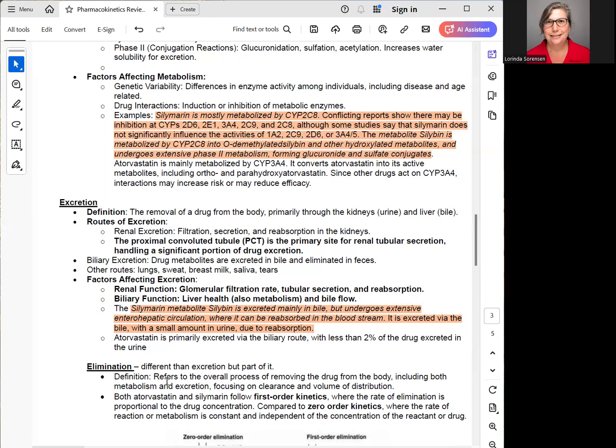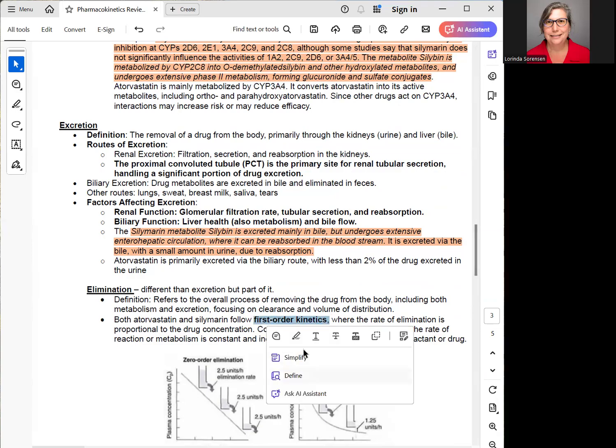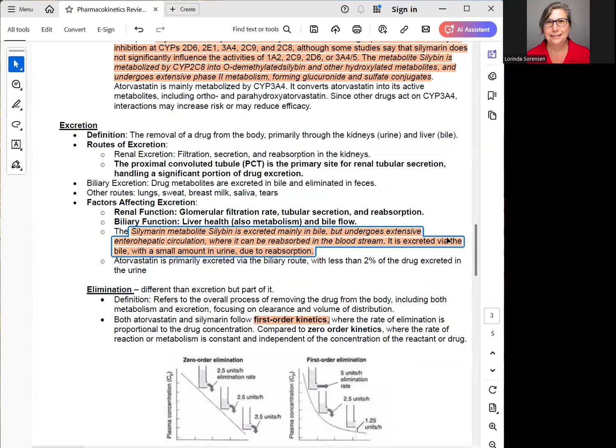Now, elimination is that combination of metabolism, because a CYP can metabolize something and make it not active, and then it's just going to be excreted. And then there's excretion, which is independent of metabolism. And this is where first and zero order kinetics fall into. So first order kinetics is where the rate of elimination is proportional to the drug concentration, which basically means it will be dependent on the drug dosing.